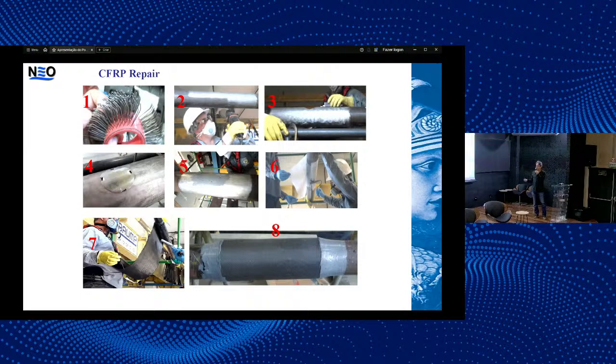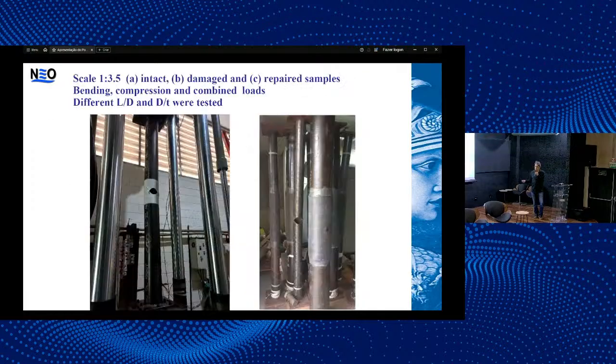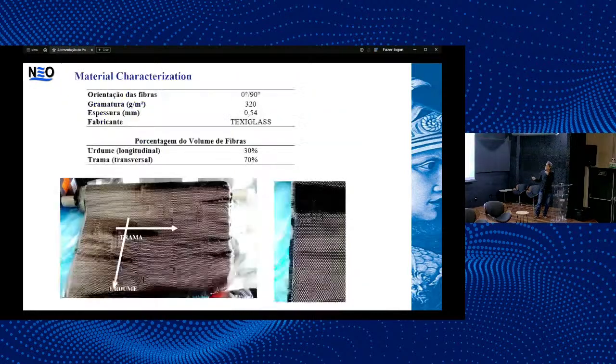So we simulate the process that will be employed, and we not only do the experimental validation, but we do all the numerical campaigns and experimental and correlate the test for. So we test intact, damage, and repair samples under different loading, bending, compression, combined loading, for different geometries, different size, different damage, and to validate design curves for repair.